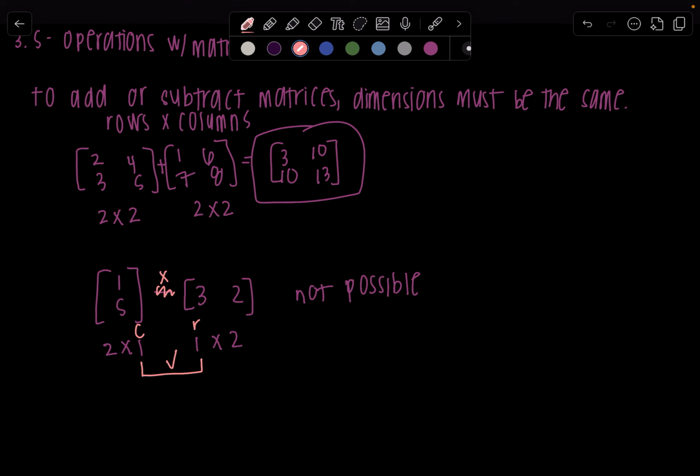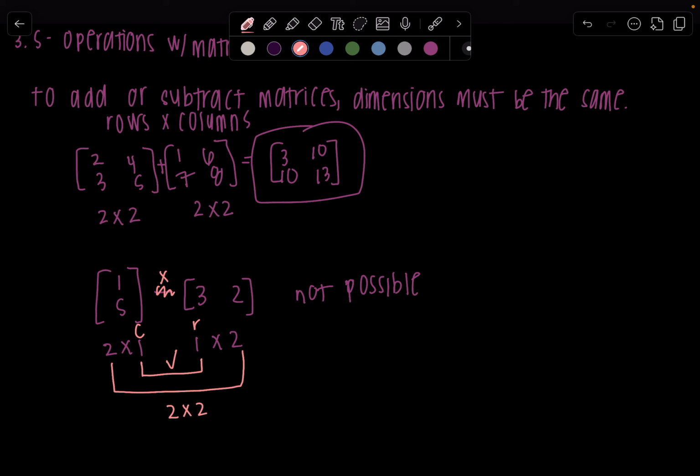If those two numbers are the same, then we're good to go. You would end up with a 2 by 2. So this kind of pattern that I just drew is, again, following the rule of the number of columns on the left must equal the number of rows on the right. And then the dimensions, when you list them, the outer 2 numbers will actually tell you the result of when you get done multiplying, what your new dimensions will be.